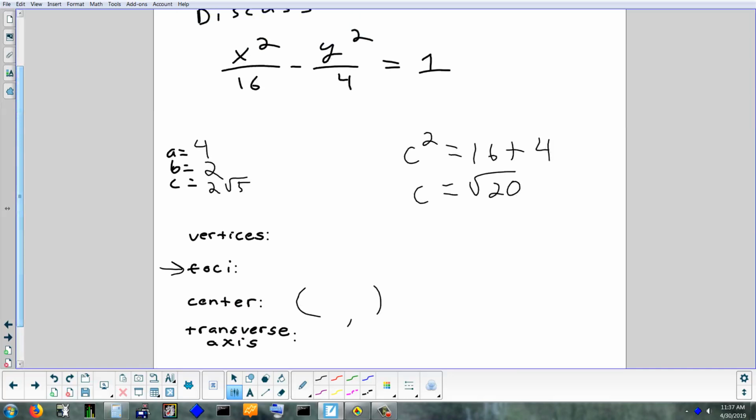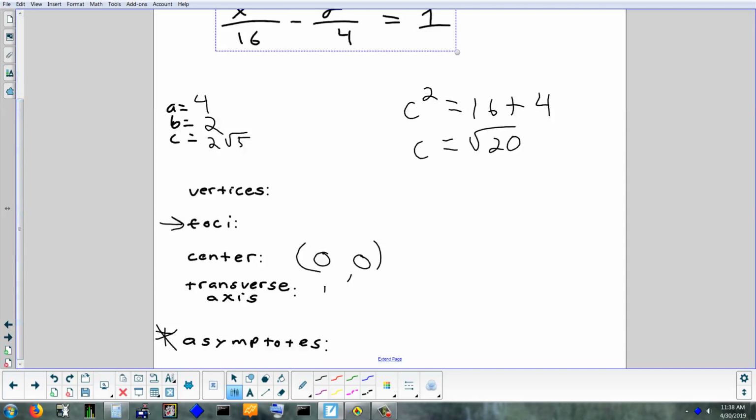Yeah, it's 0, 0. You'll know when it's not 0, 0 because you're going to see x minus something or y minus something. Okay, so the center is 0, 0. Transverse axis goes which way? Horizontal or vertical? Horizontal, because x is positive. So the transverse axis is horizontal.